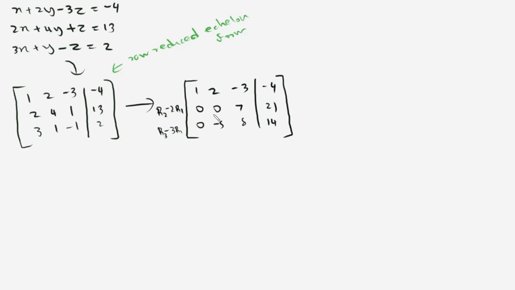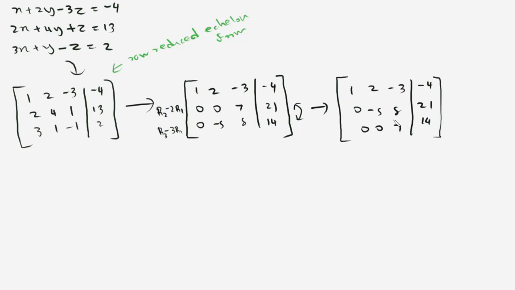In order to triangularize this matrix, we have to exchange the second row and third row. So it will produce an augmented matrix like this: 0, minus 5, 8, 0, 0, 7, then minus 4, 21, 40. So now our matrix has been completely triangularized, and we can solve this linear system now.